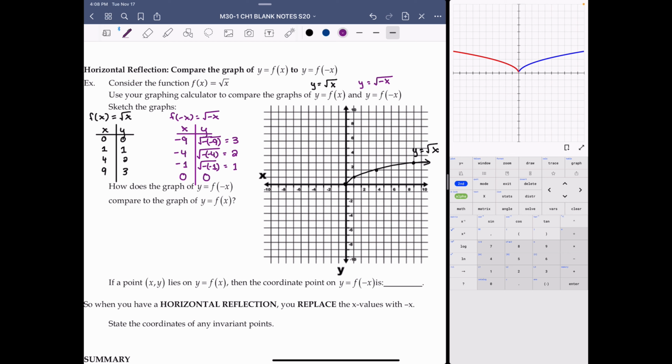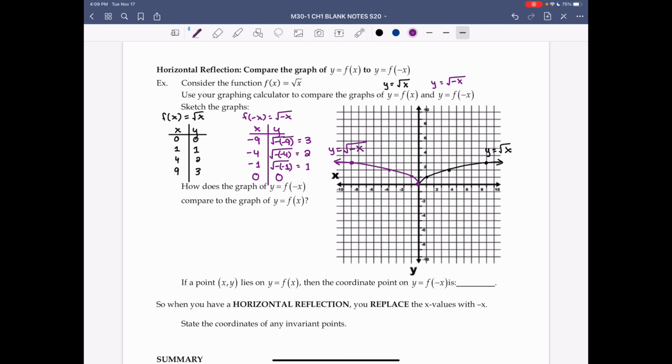Plot those points. We have 0, 0, negative 1, 1, negative 4, 2, and negative 9, 3. And then we join those points together, and that's the graph of our function y equals the square root of negative x.